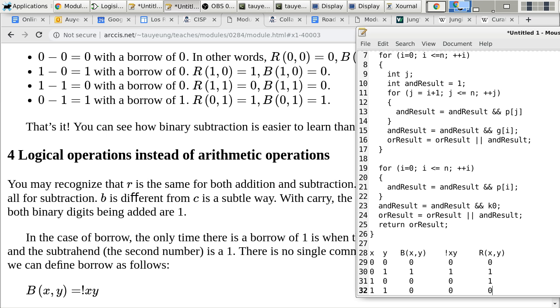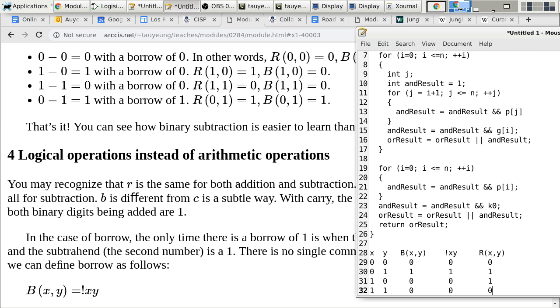So are we good so far? Some of you may say, "Are you telling me the only difference between addition and subtraction is how we compute the borrow function instead of how we compute the carry function?" The answer is yes. That is the only difference.